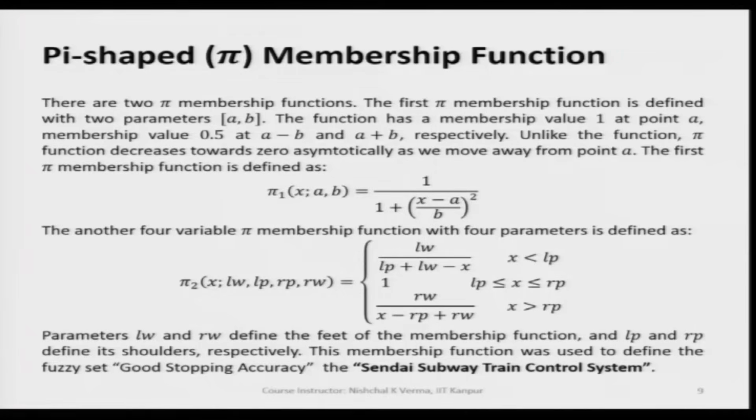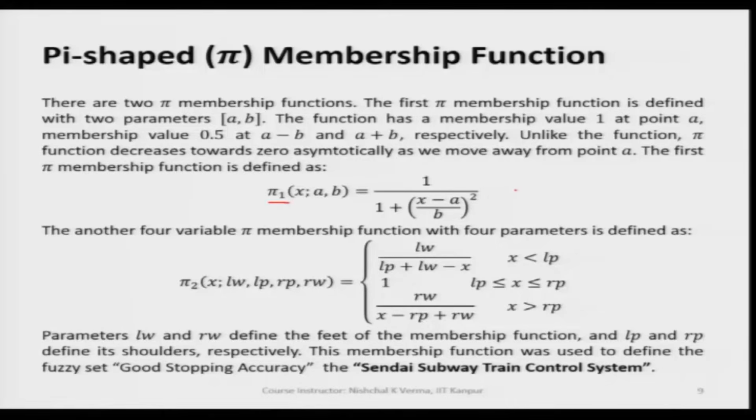So, there are two types of pi membership functions. There are two functions basically. The first function here is represented by pi 1. The pi 1 function has only two parameters, so this can be expressed as pi 1(x; a, b) = 1 over 1 plus ((x minus a) over b) whole square.